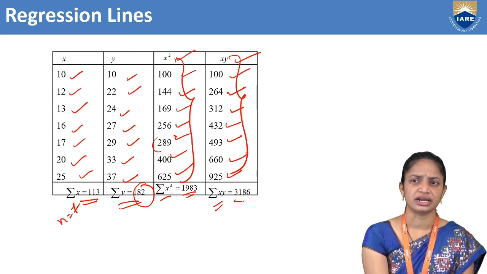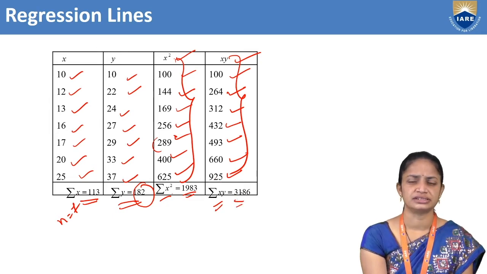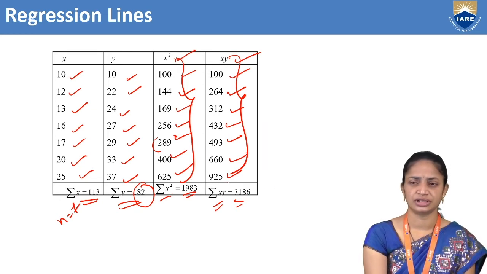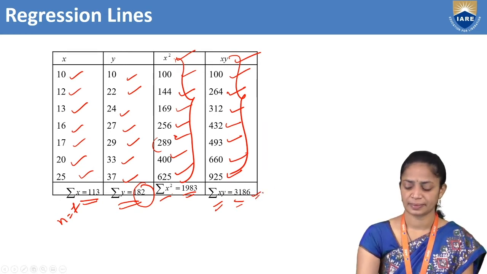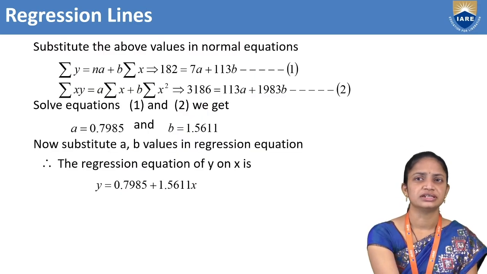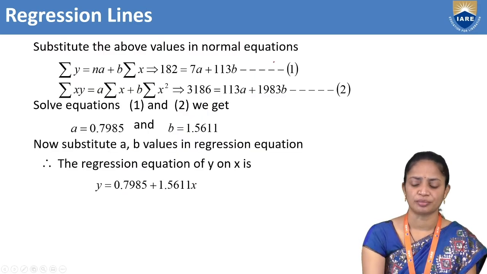So then we will get 3186. So summation xy equal to 3186. So next, substitute all these values in the normal formula.